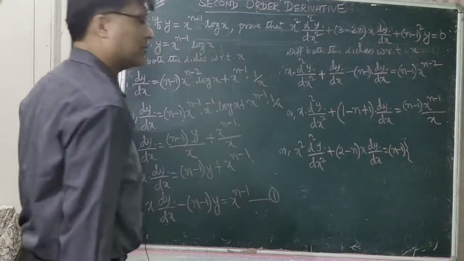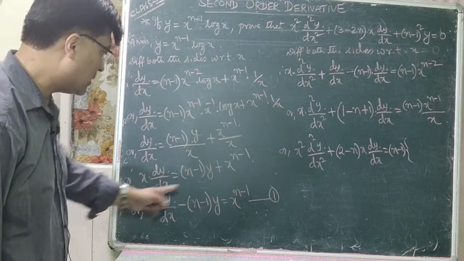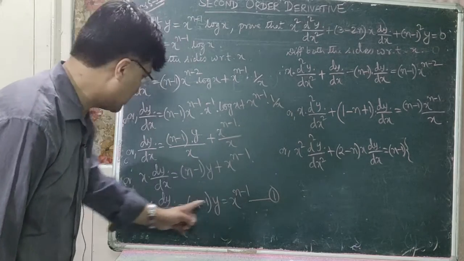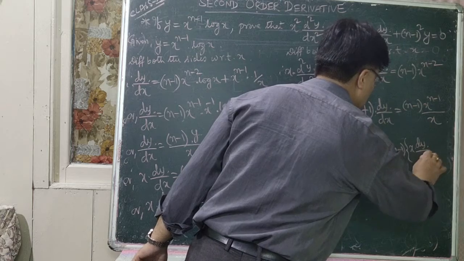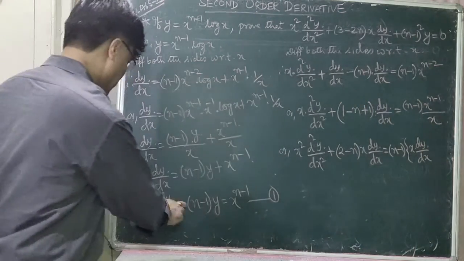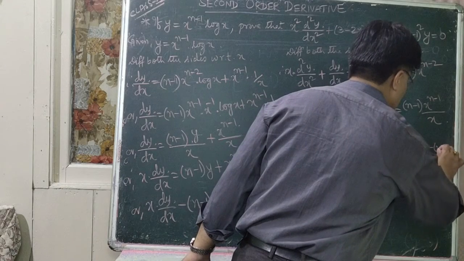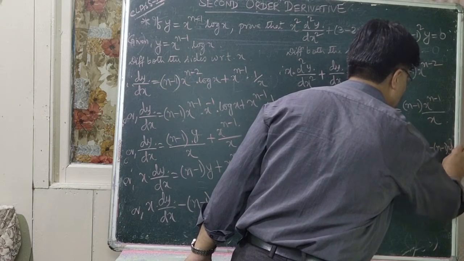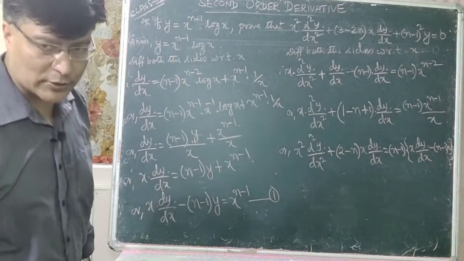Now within second bracket, what is the value for x to the power n minus 1 from 1? It is x dy by dx. Let us put it here, x into dy by dx, then minus n minus 1 into y. Here second bracket is closed. So I think you have understood it.